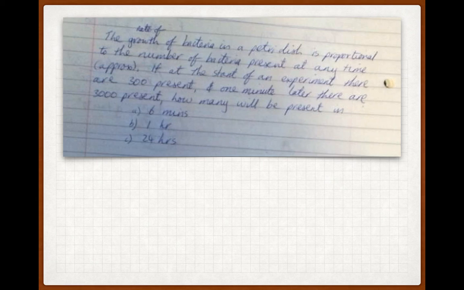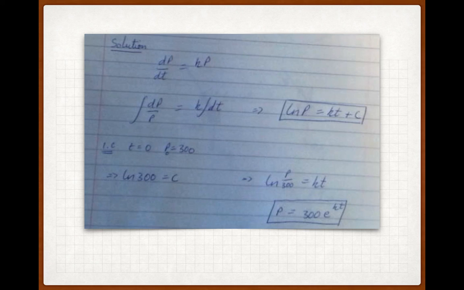And then we're asked to answer the question: how many will be present after 6 minutes, 1 hour, and 24 hours? So the way to do it is to set up our differential equation, put in the initial conditions, and we'll get a formula with k. So first step: dP/dt is equal to kP. Rearrange it. dP over P gives us natural log of P. k times dt gives me kt, and I've got a constant there at the end of it.